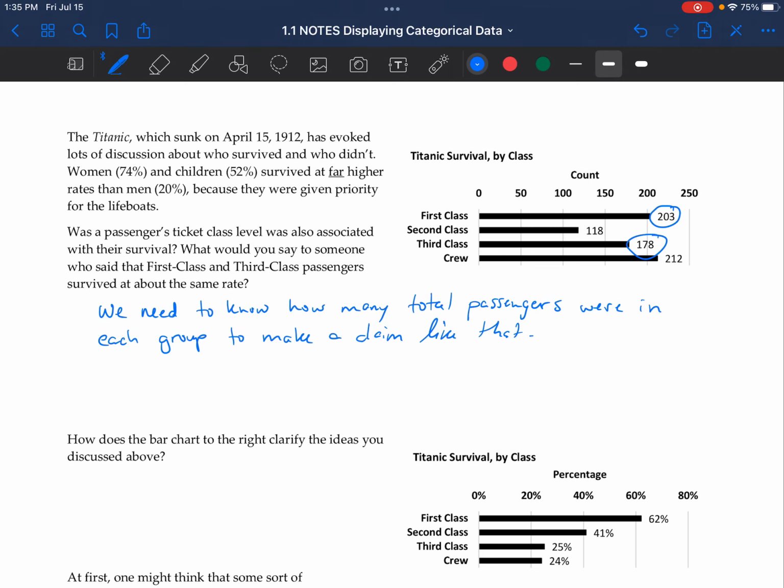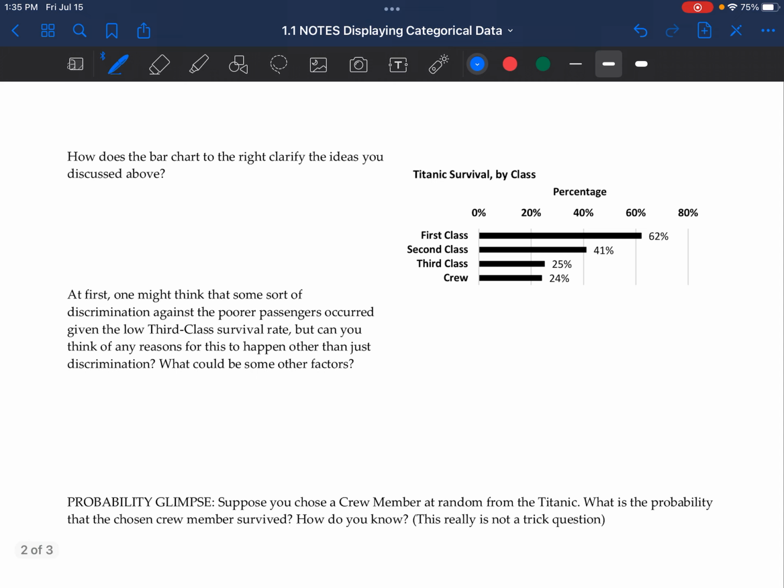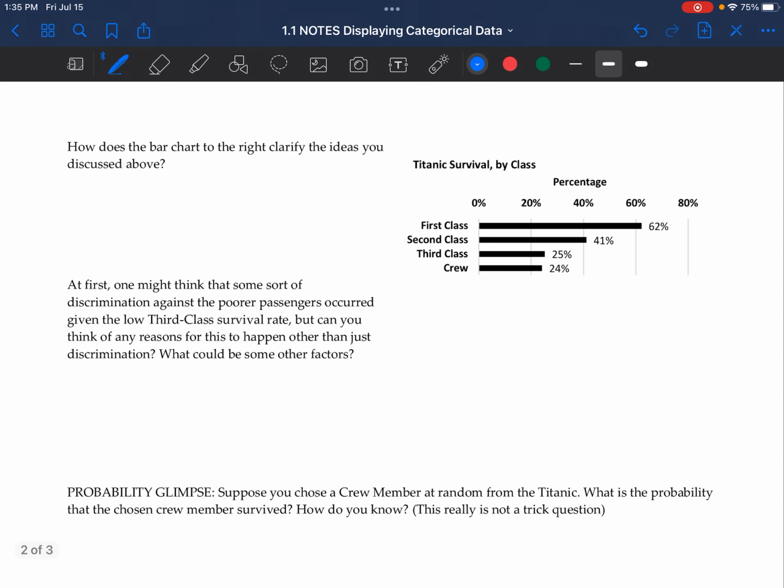I probably already spoiled it by looking down here, but what I want you to think about by yourself for a moment is how does this table help clarify the ideas that we discussed before? Why is this a better use? And then write down your ideas in that space. Pause if you need to.